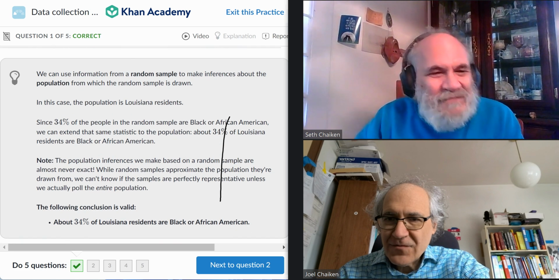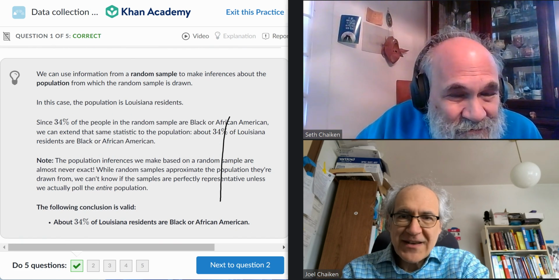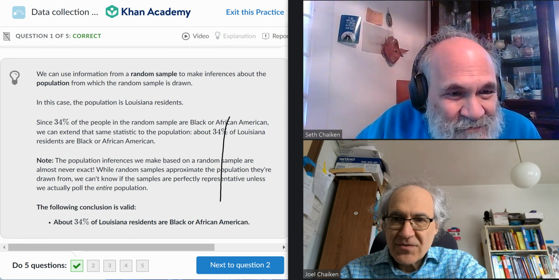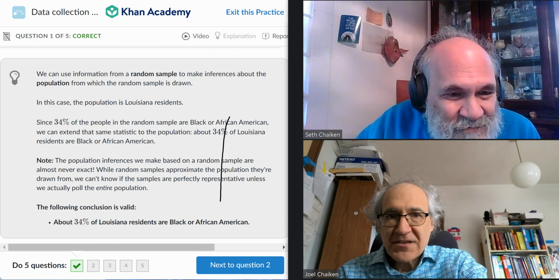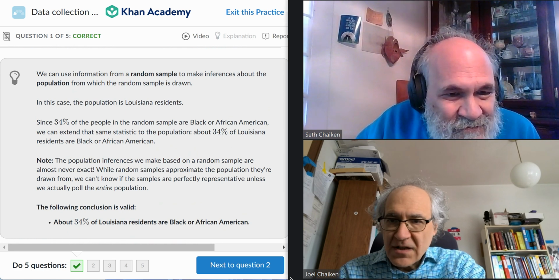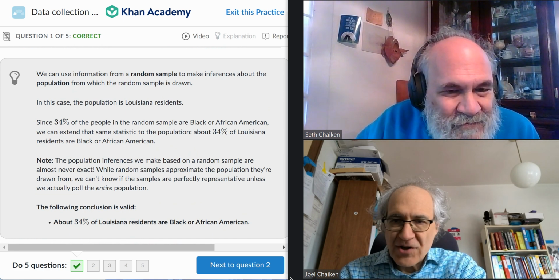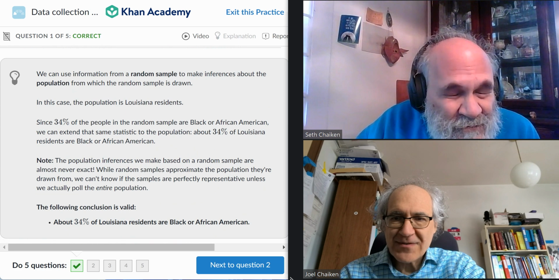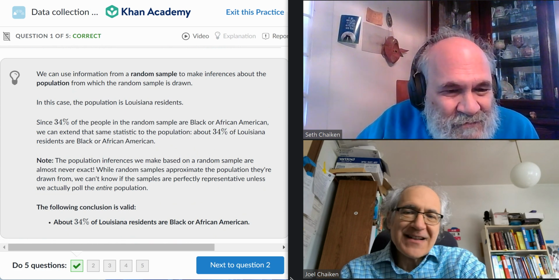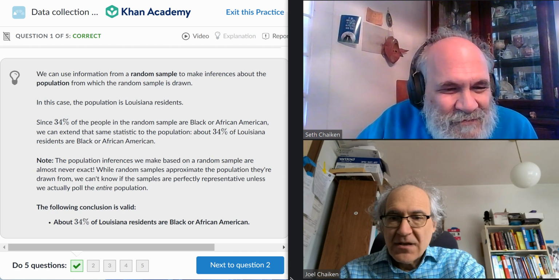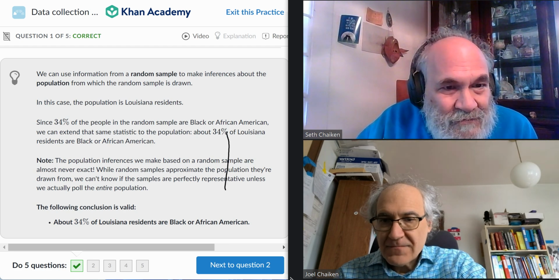We can use the information from a random sample to make inferences about the population from which the sample is drawn. Annotation, clear all. We can extend that same statistic to the population. And it says a little note: population inferences we make are almost never exact. That's why the exact answers are not the best answers. So that's it.